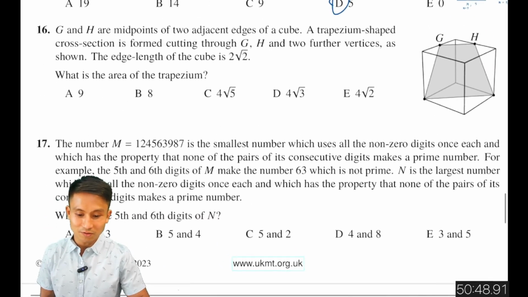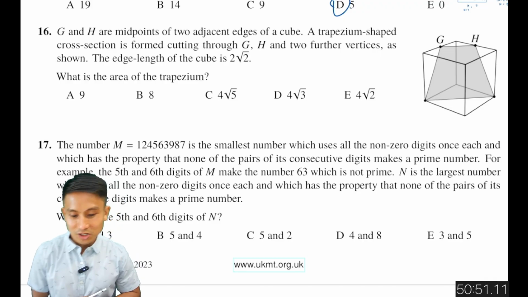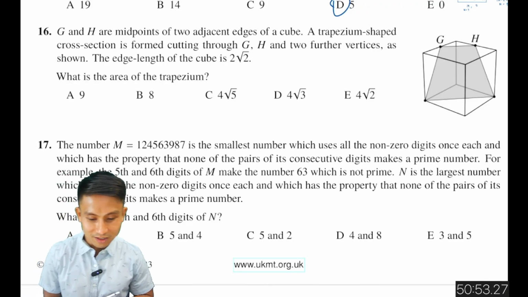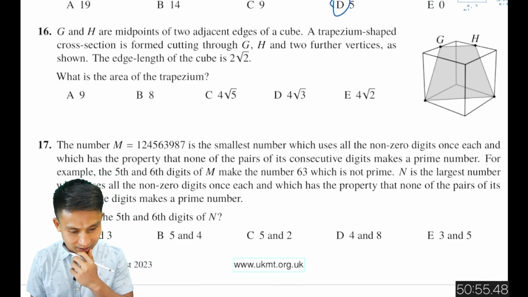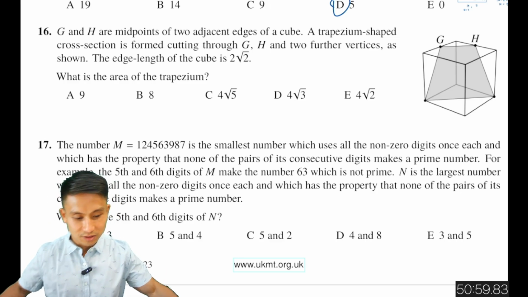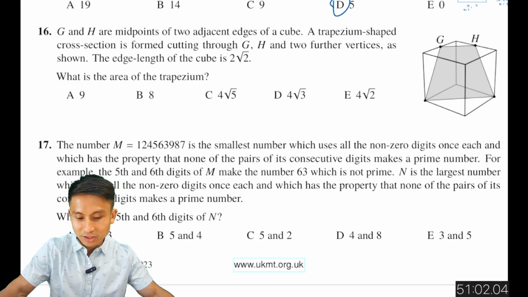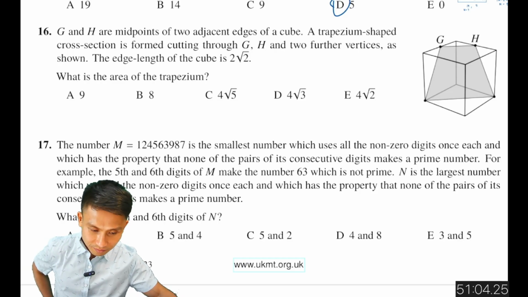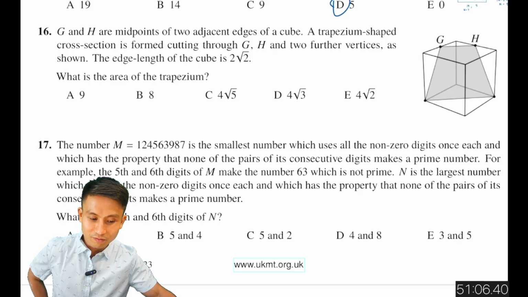Okay, maybe it's going to be faster. 16. G and H are midpoints of two adjacent edges of the cube, like that. A trapezium-shaped cross-section is formed cutting through G, H, and two further vertices. As shown, the edge length of the cube is 2 root 2. What is the area of the trapezium?